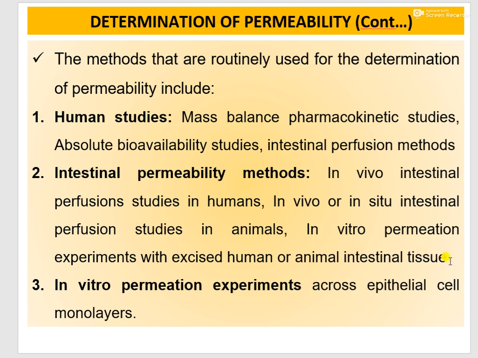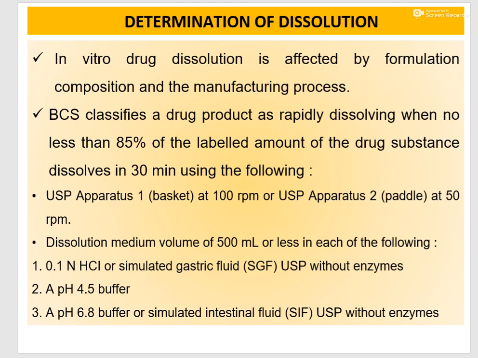So if you are doing in vivo, you can either do studies in humans or in animals, or if you want to do in vitro, you can use either excised human tissue or animal tissue to evaluate permeation. Third is in vitro permeation experiments across epithelial cell monolayers can be performed.